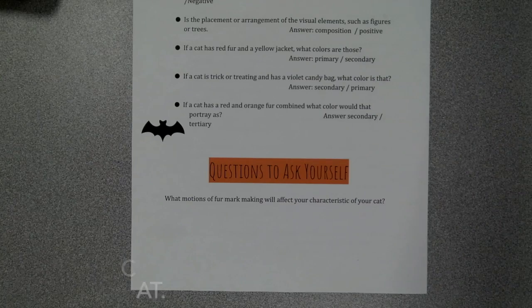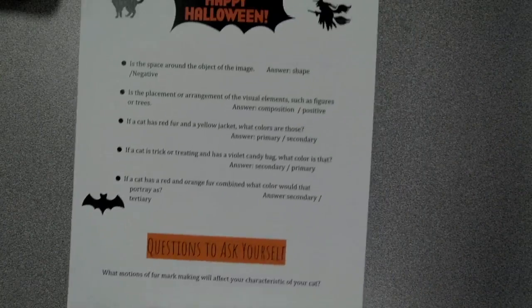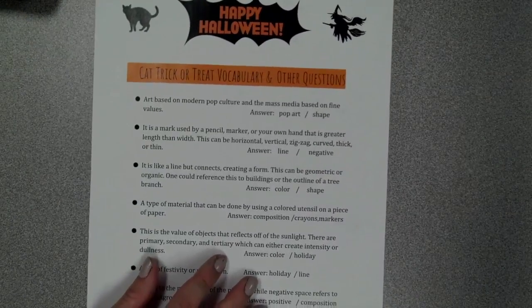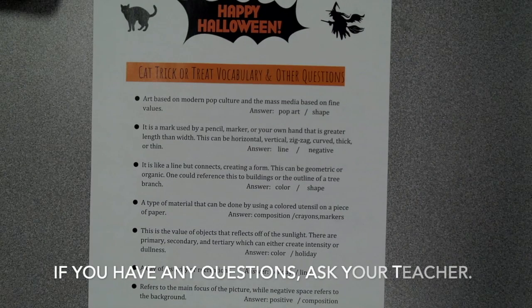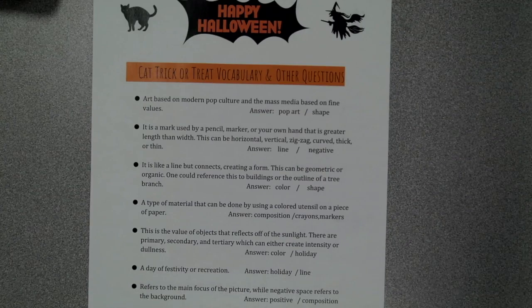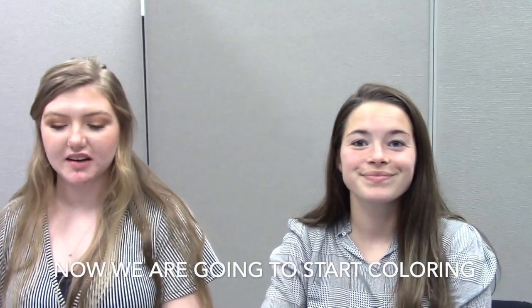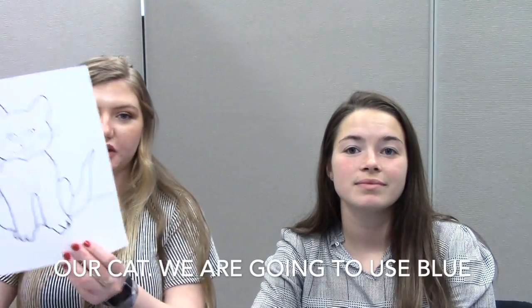Okay, so that is the end of this paper that we just went over with you. And if you have any other questions, just ask your teacher, and then she'll ask me, and we'll get that all sorted out. All right, now we're going to start coloring our cat. I'm going to use blue and green, and Miss Moore is going to ask you some questions.